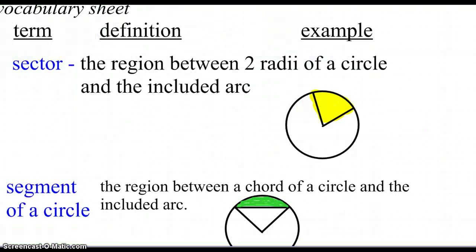So the first thing is a sector. The sector is the region between two radii of a circle and the included arc. So if you look at that picture, that yellow piece, that is the sector. Kind of think of it as like the slice of pizza. So we're finding the area of just that slice of pizza and not the rest of the pizza.